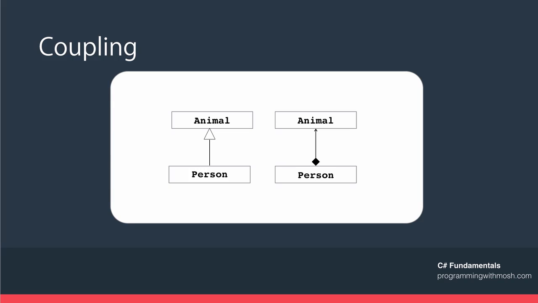In this example, coupling between person and animal, irrespective of the kind of relationship, is equal. So whether we use inheritance or composition, if animal is changed, person may have to be changed or at least needs to be recompiled and redeployed. But there is a catch here. With composition, we get an extra benefit, which is not possible with inheritance. And that is, we can replace the animal class on the right side with an interface. Interfaces are extremely powerful, and that's the reason I've dedicated a full section on them. For this lecture, don't worry about it.